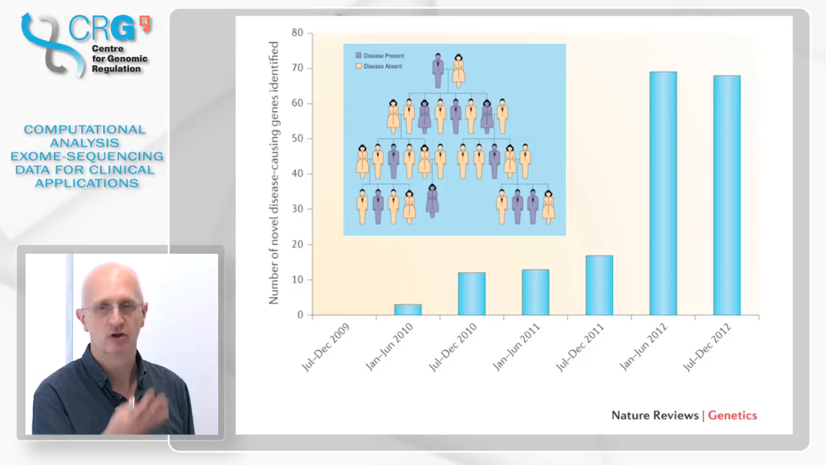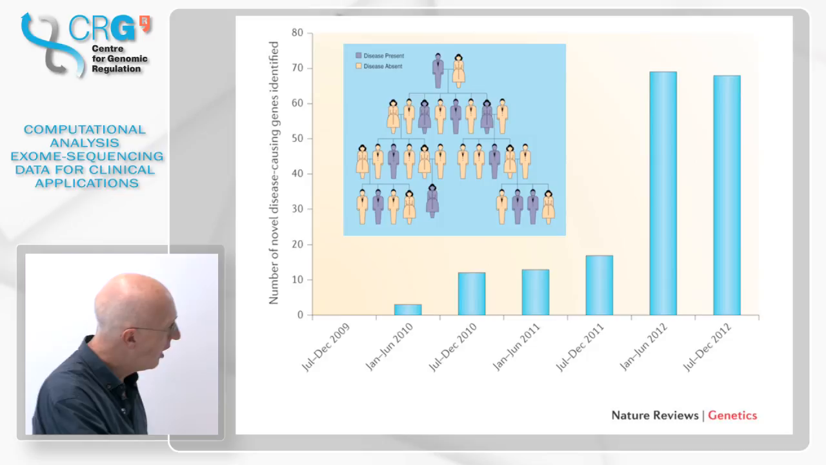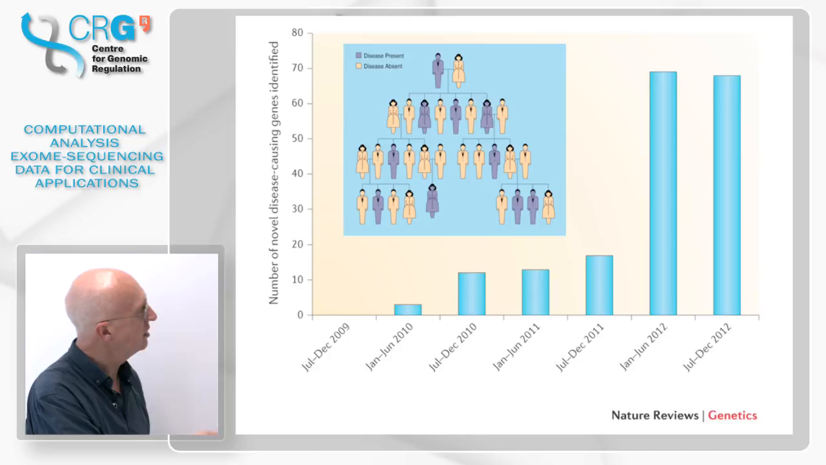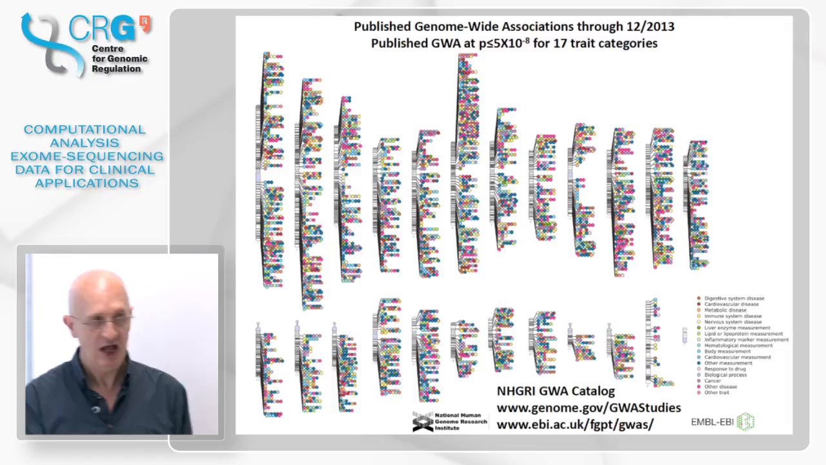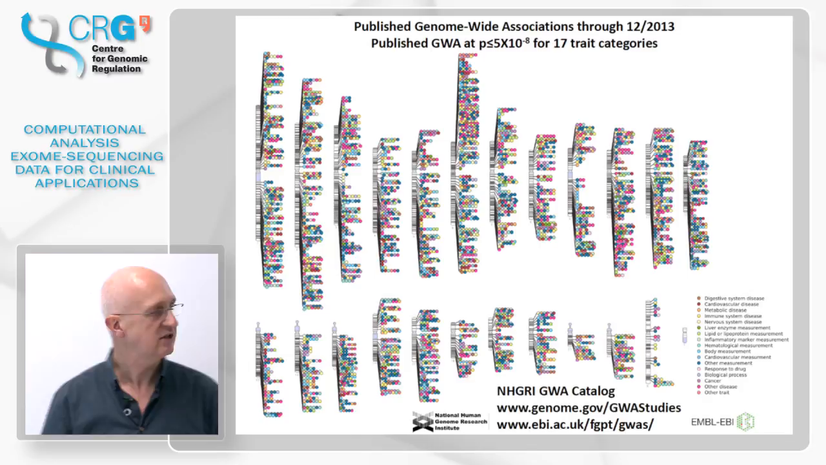And you can see here the number of genes involved in genetic disorders that are being detected, and this is a result of next generation sequencing being applied in a systematic way in Mendelian disorders. In the field of complex disorders, there has also been very good progress. But this has not been achieved through sequencing, this has been achieved through genotyping.